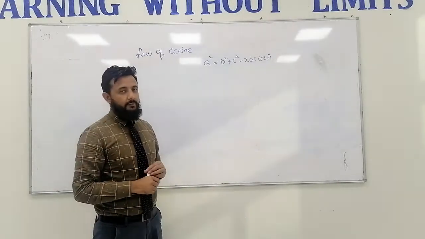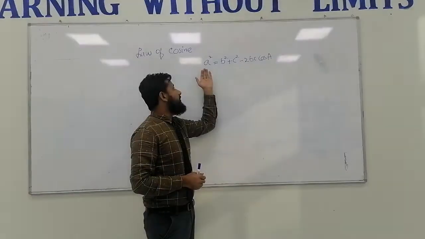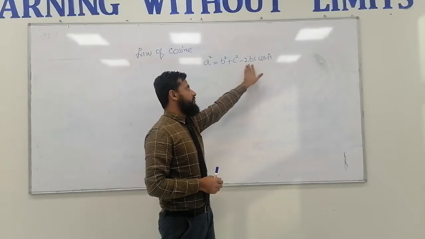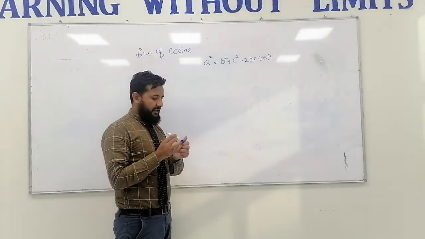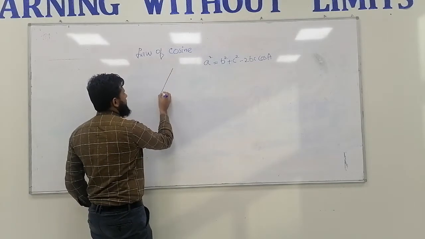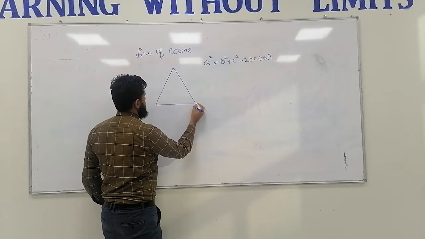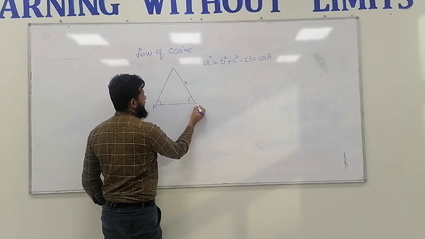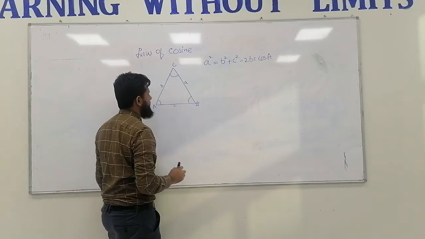So in this video, I am going to prove the law of cosine. We know the formula: a squared equals b squared plus c squared minus 2bc cos A. But we need to know where this formula came from, right? In order to prove it, let us consider a triangle. Say this is A, opposite side is small a, B, small b, small c.